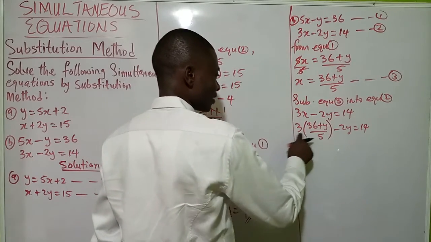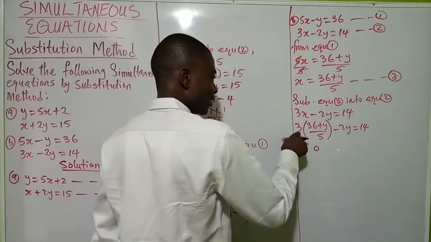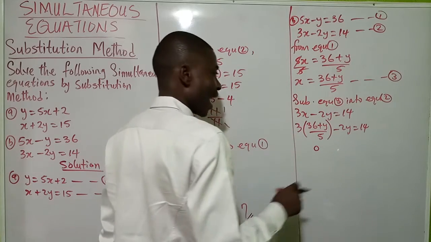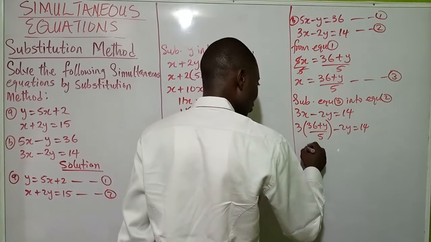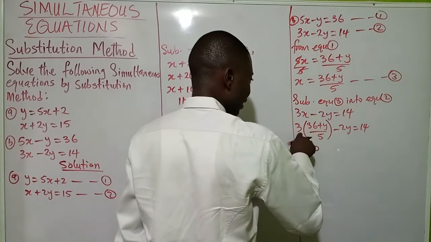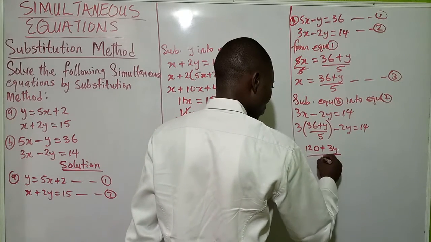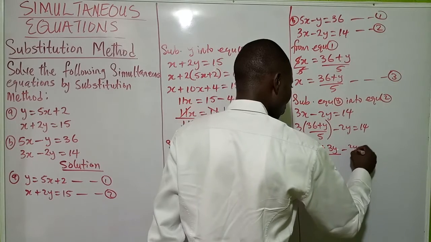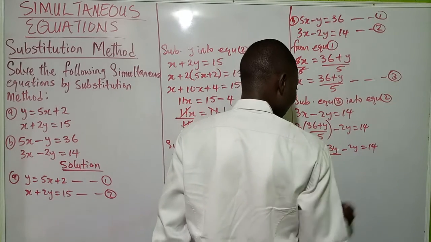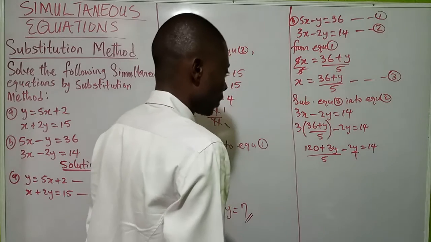3 times 36. 3 times 6 is 18. Write down 8, carry 1. 3 times 3 is 9, plus that 1 is 10. Okay? That is it. 3 times y will give you 3y over 5, minus 2y equals 14. So this is as over 1. Okay? Now what will I do?